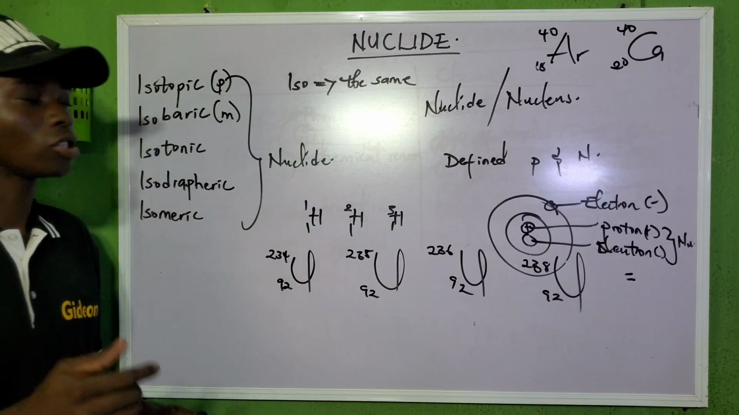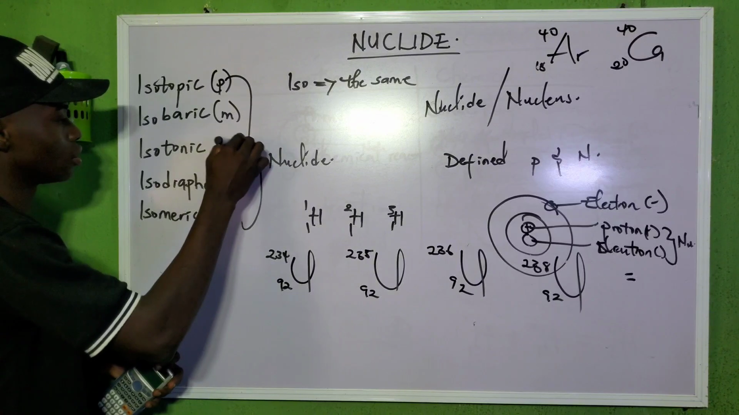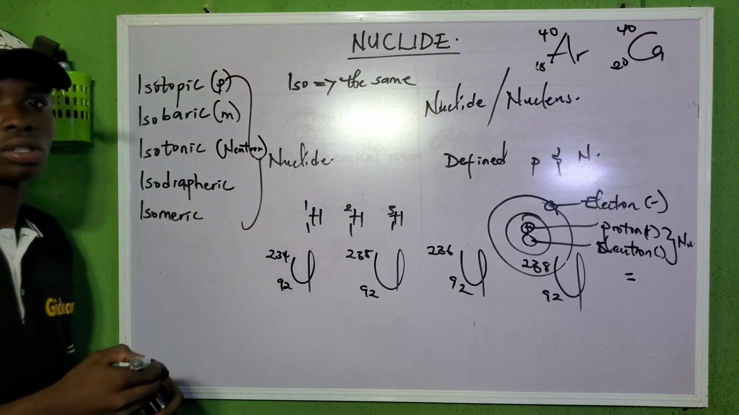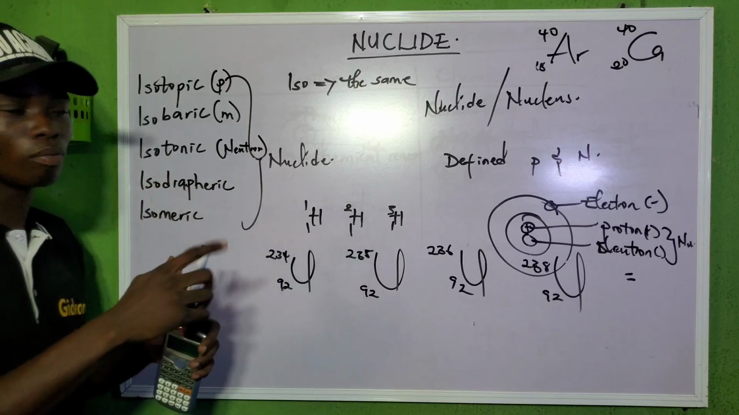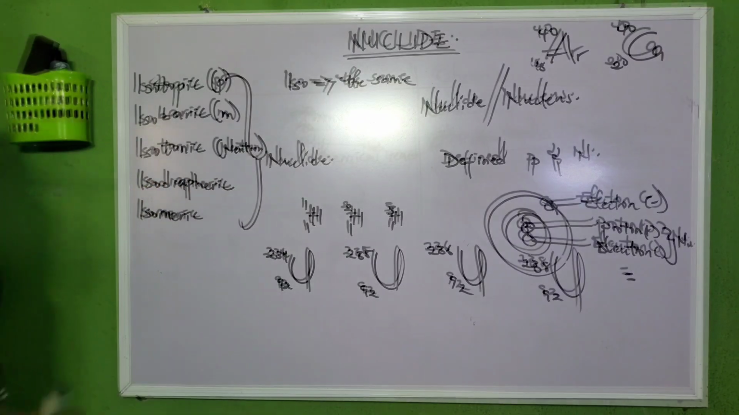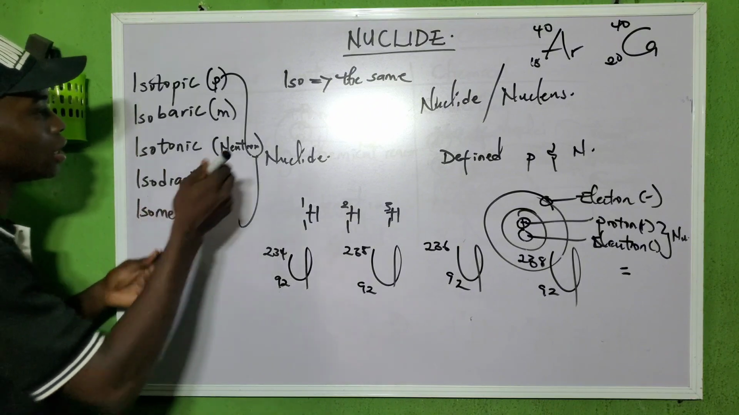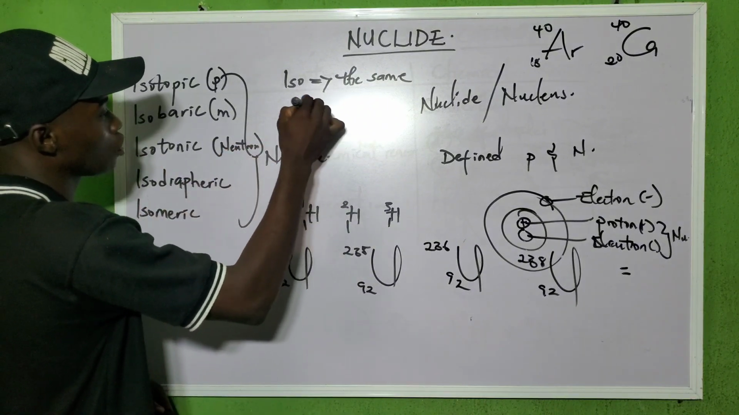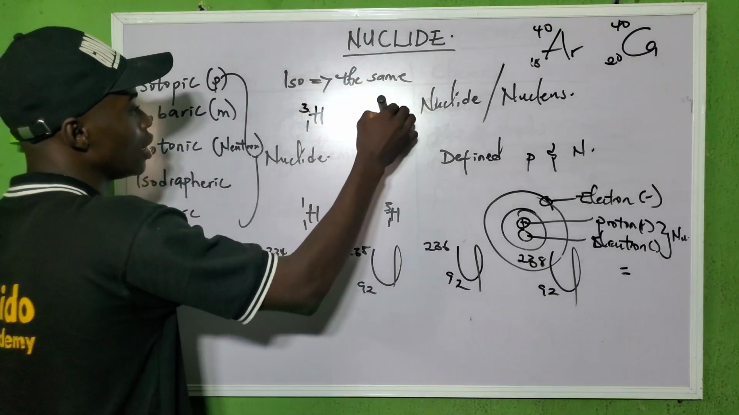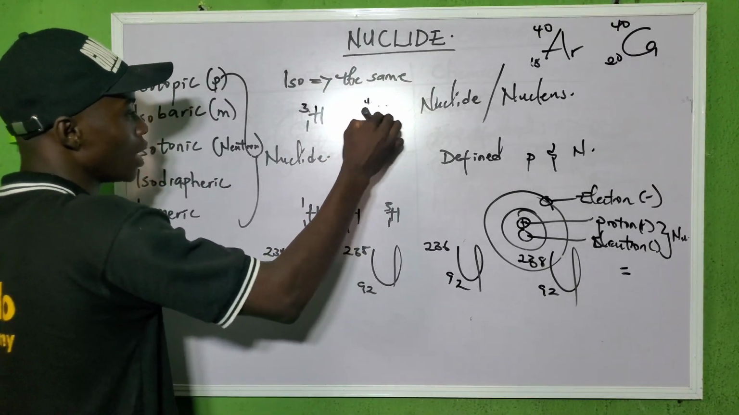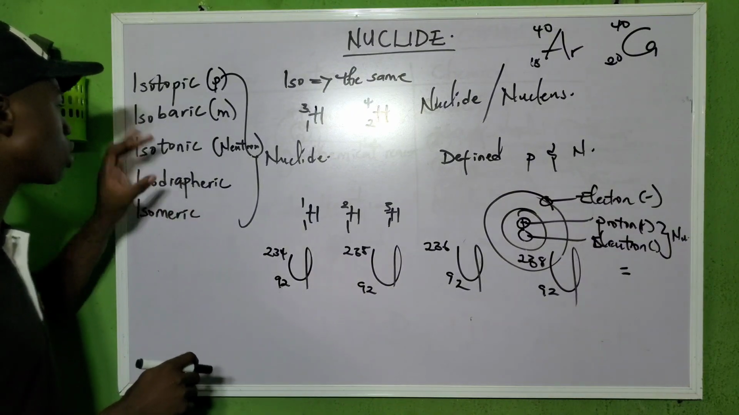Isotonic is talking about the neutron. I repeat, isotonic is talking about the neutron number. Let me give you an example. An example of isotonic nuclide is, let me say hydrogen 2,1, sorry, let me use 3,1, then helium is 4, and here is 2.